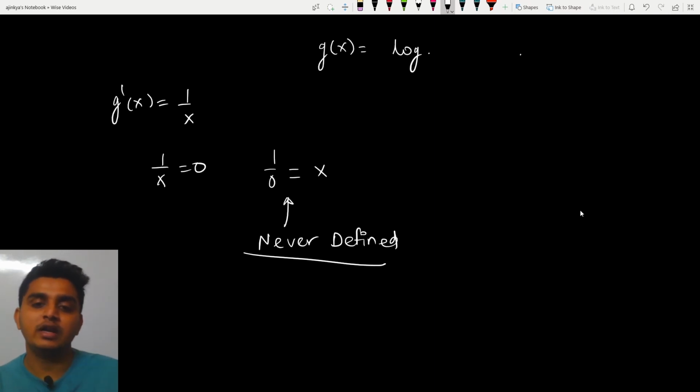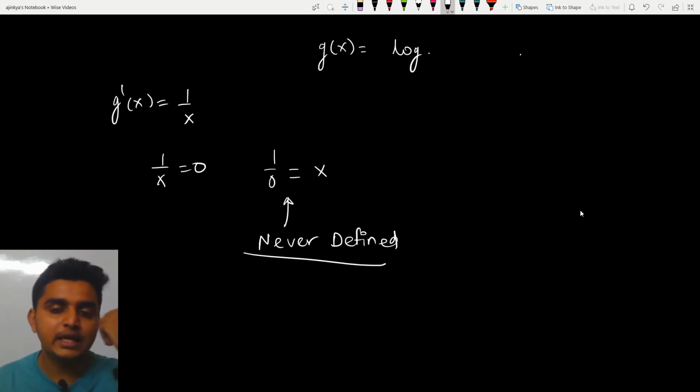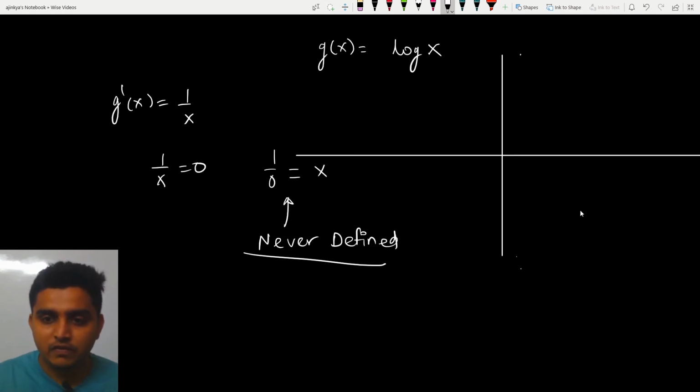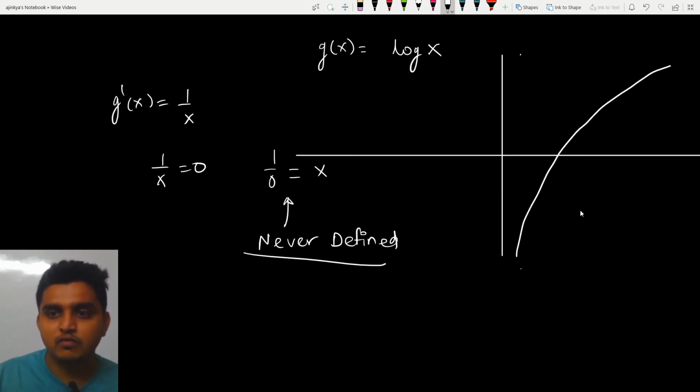So since this is undefinable, we can say that for this particular function log of x, there has to be some kind of understanding of how the graph is moving, isn't it? So if we take the graph of log of x, we can say that this graph moves something like this, where if we take this point, this particular point is a point in the graph where the value of that particular function is going to be 0.